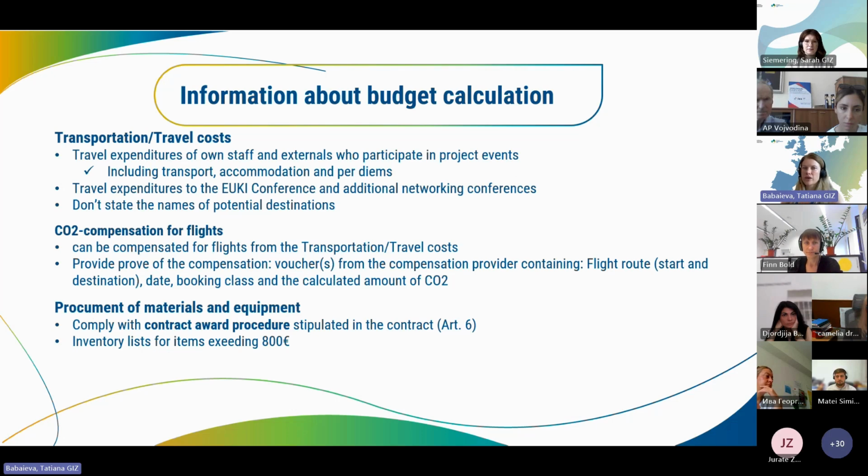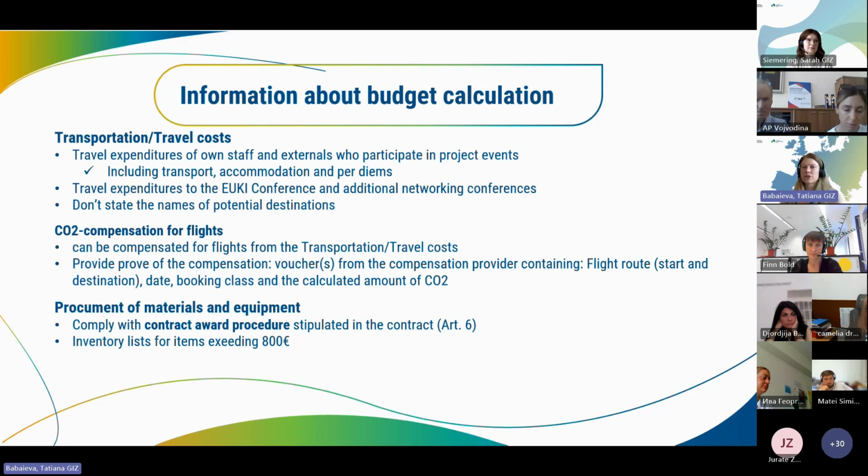Under transportation travel costs, you can budget travel expenditures and transportation costs of own staff and externals who participate in project events, including transport, accommodation, and per diems. Please also plan costs for travel expenditure to the EUKI conference and additional networking conferences, with 2 trips per year for the implementer and 1 trip per year per each implementing partner. Don't state the name of potential destinations in the description. This also gives you more flexibility later.